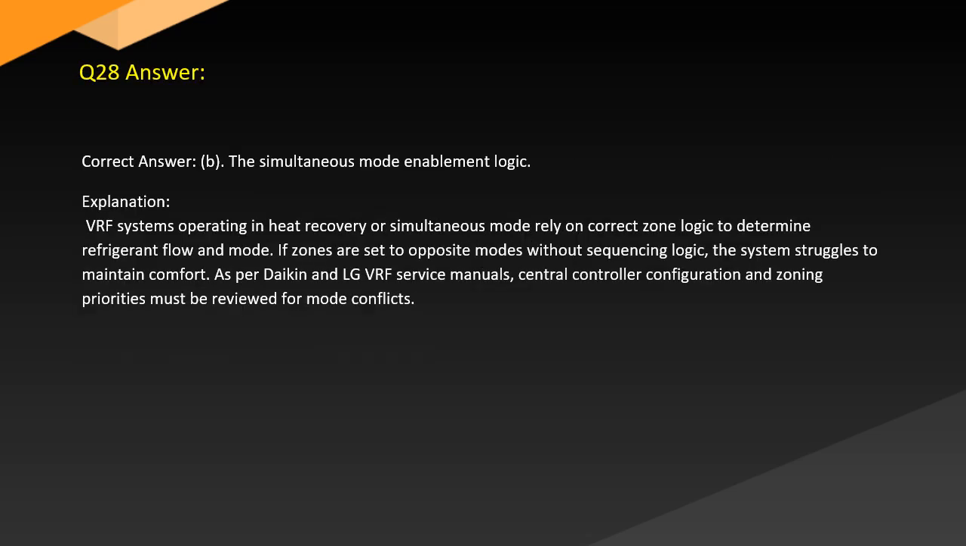Answer. Correct answer: B. The simultaneous mode enablement logic. Explanation. VRF systems operating in heat recovery or simultaneous mode rely on correct zone logic to determine refrigerant flow and mode. If zones are set to opposite modes without sequencing logic, the system struggles to maintain comfort. As per Daikin VRF service manuals, central controller configuration and zoning priorities must be reviewed for mode conflicts.